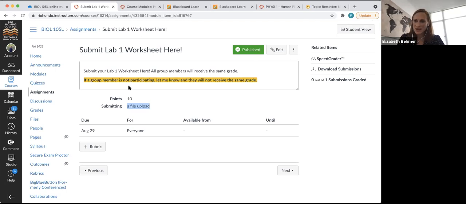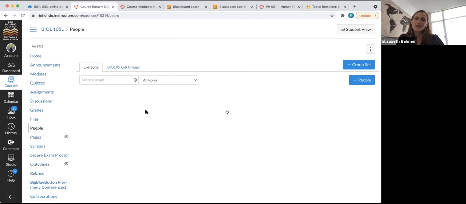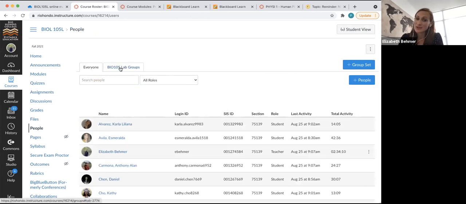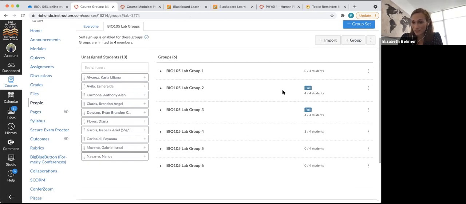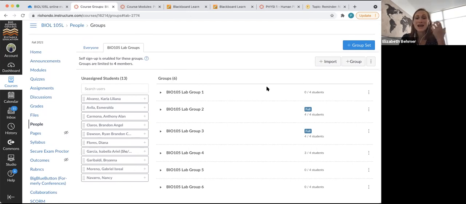But what I've created are lab groups. And if you go over to people, and then I'm not sure how it'll look like for you, but if you click on the Bio 105 lab groups, you'll see people have already started to form groups. You can join a lab group. There's pros and cons to joining a lab group. The pros is that you'll have other people to work with. So you can exchange email addresses. You can set up your own Zoom.